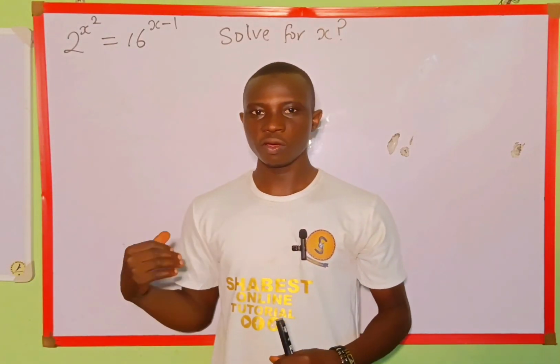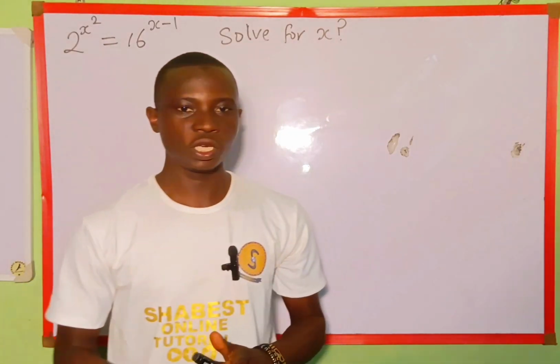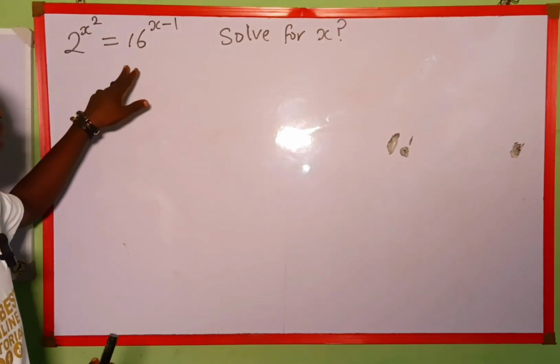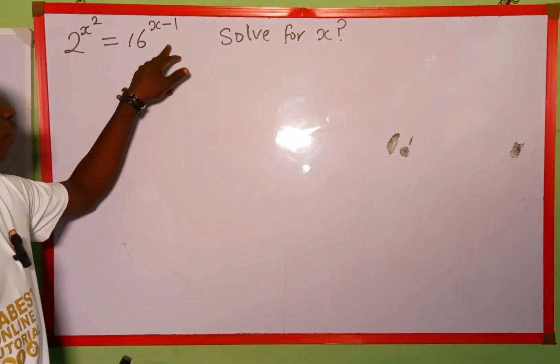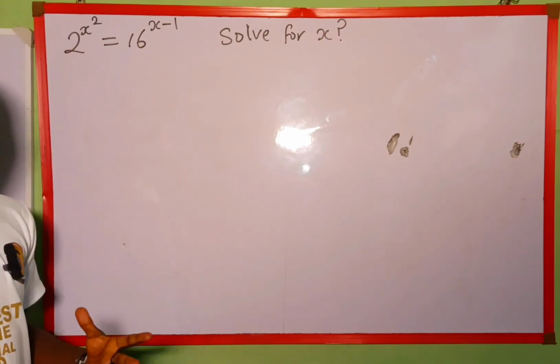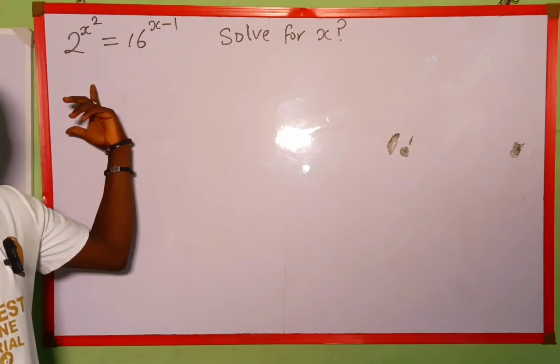We are going to solve for the value of x from this exponential equation. And the given equation is what? 2 raised to the power of x squared is equal to 16 raised to the power of x minus 1. To solve for the value of x, the first thing we are going to do is to try to make the base the same.